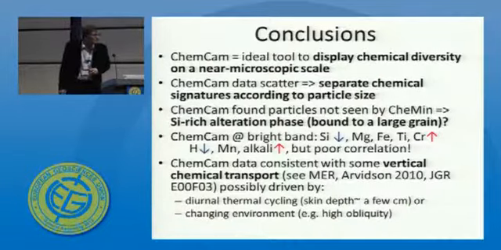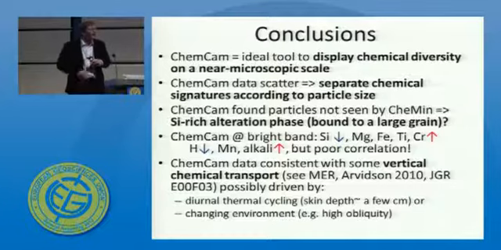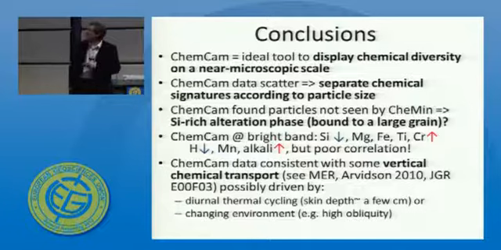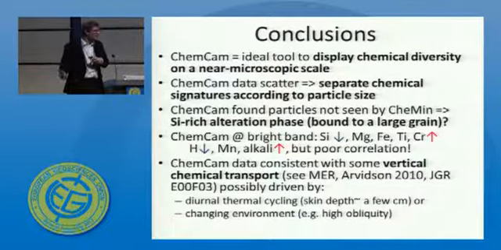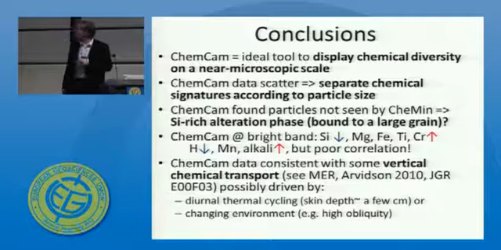Reaching the conclusions, ChemCam is an ideal tool to display chemical diversity on a near microscopic scale. ChemCam data scatter allows us to separate chemical signatures according to particle size. And that is very important, as I explained before, for the geologic interpretation. And then ChemCam found particles not seen by CheMin. So this must be a particle that is below detection limit for CheMin, and in this case, a silicon-rich alteration phase.